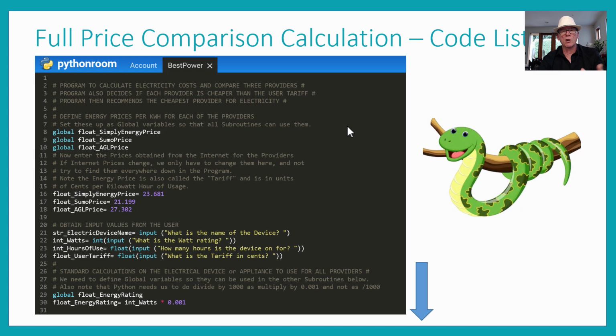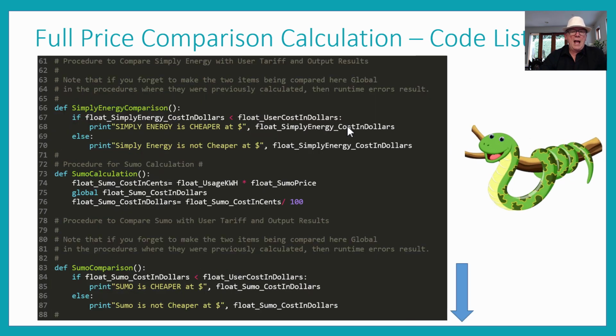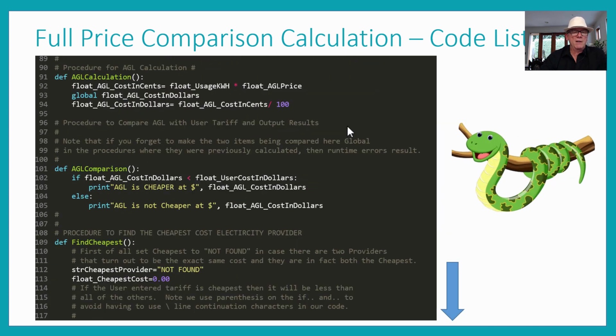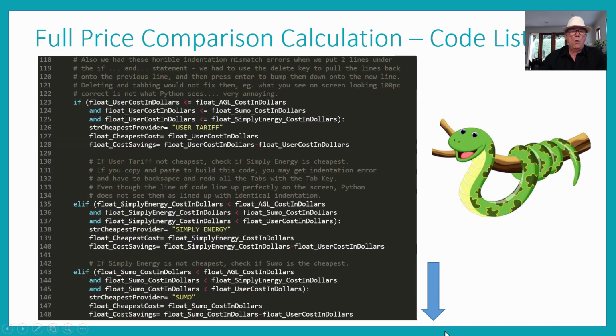Okay, that's something experienced programmers would just know how to do. And so we've got all these comparisons here. Now, the find the cheapest subroutine looks really scary when you look at it. Let's take a look at it now. Whoa, look at that. There's just all this stuff and lines, and oh my goodness, I'll never understand that.